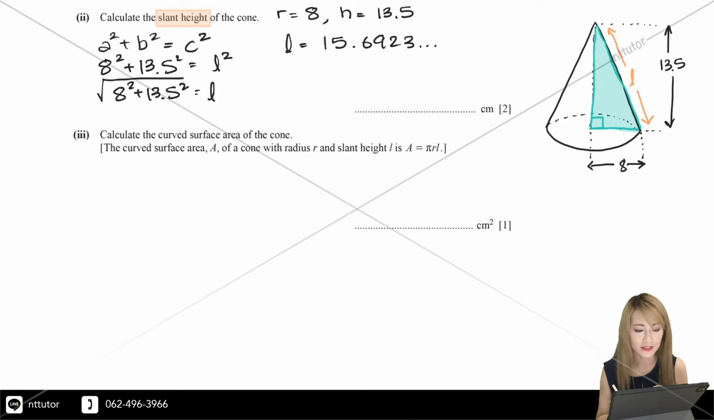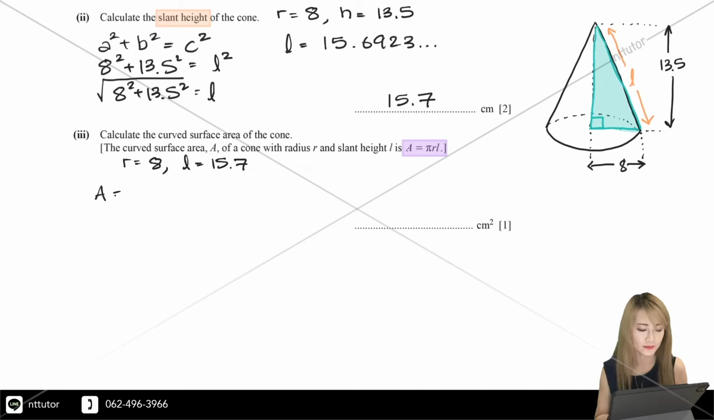So we need to round this to 3 significant figures. So that's 15.7 centimeters for the slant height. 3. Calculate the curved surface area of the cone, and it gives us the formula for the curved surface area of the cone, which is equal to pi RL. We have R and we have L from the previous part of the question just now.